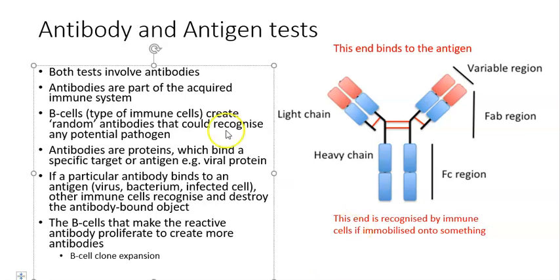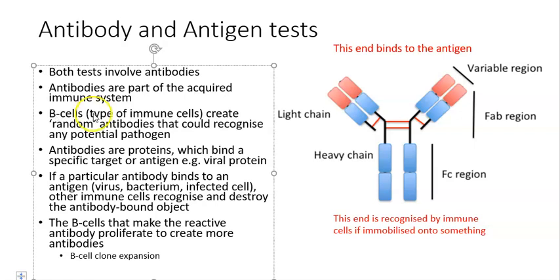Antibodies are created by our B cells. They're a type of white blood cell, and as these B cells are developing, they are checked to find out whether or not they produce an antibody that recognizes ourselves, as in the host. If a B cell produces an antibody that recognizes the host, then that B cell is destroyed.